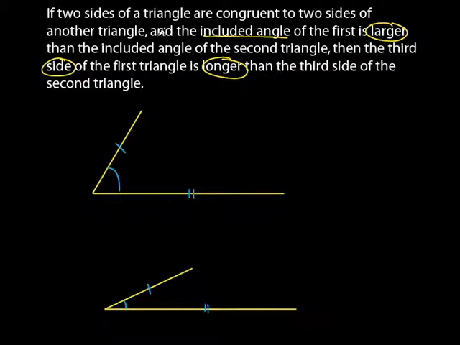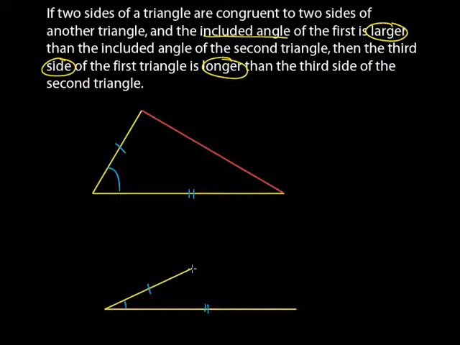So that's our situation. That's the if part. So it says if two sides of one triangle equal two sides of another, and then if the included angle of the first one is larger than the included angle of the second one, what can we now say about the third side? It says then the third side of the first one, this one right here, must be longer than the third side of the second one.